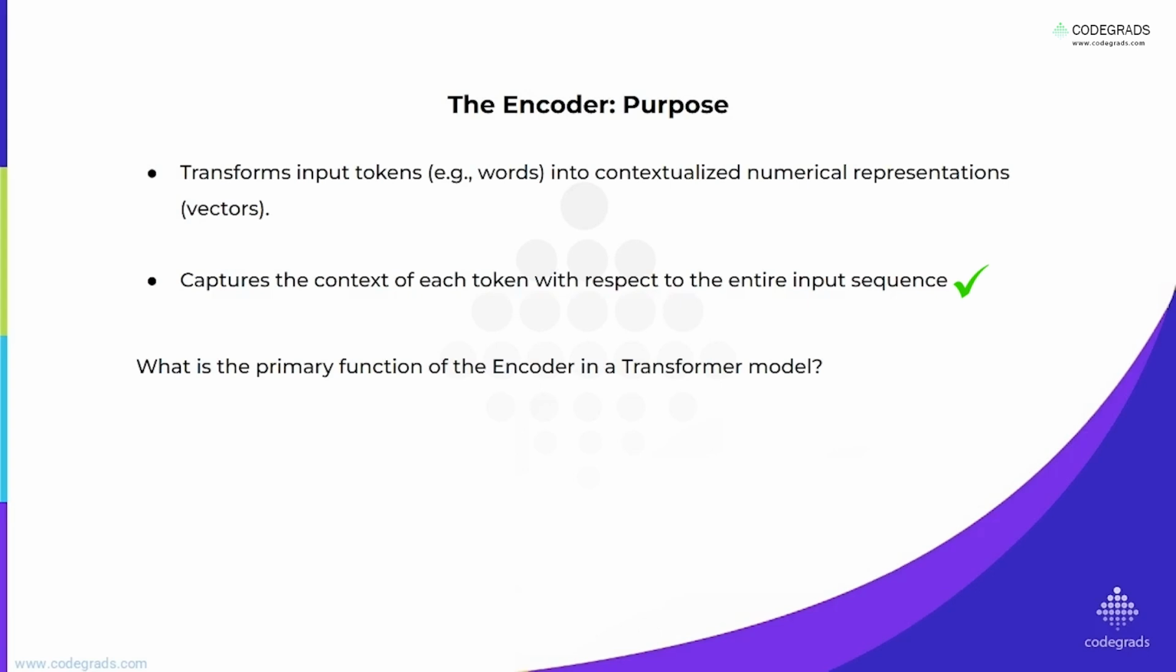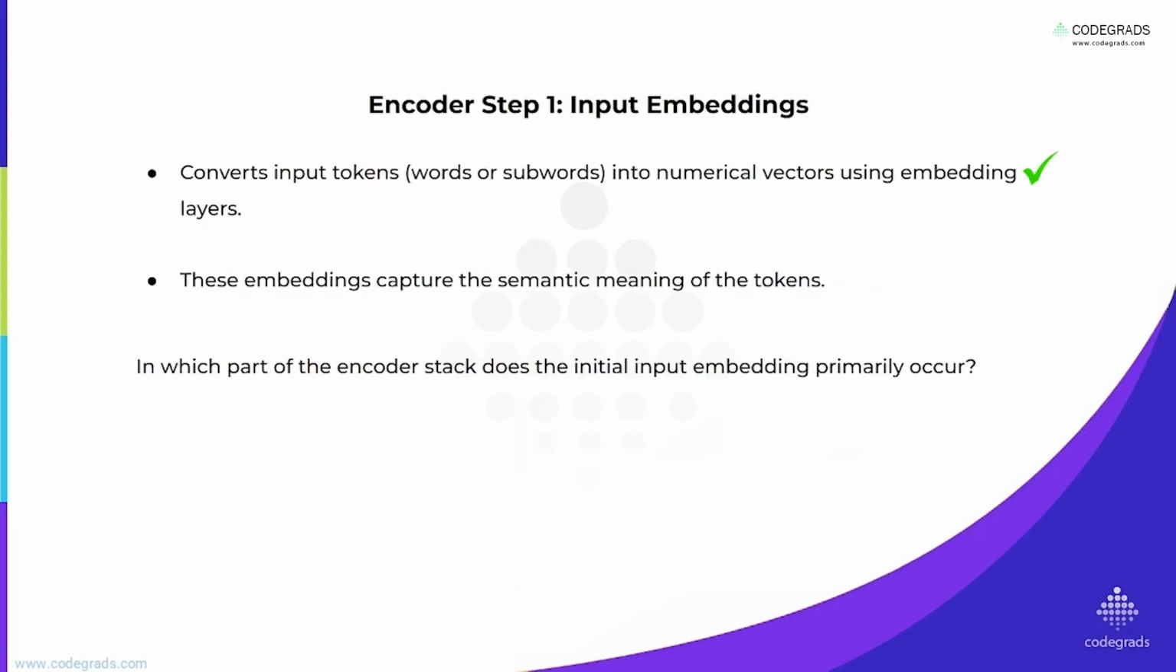So if you have an example, the cat sat on the mat, the word cat has all the understanding about all the words in the sentence. So this is the encoder. First of all, we'll start with the encoder, which has multiple steps. First is the input embedding.